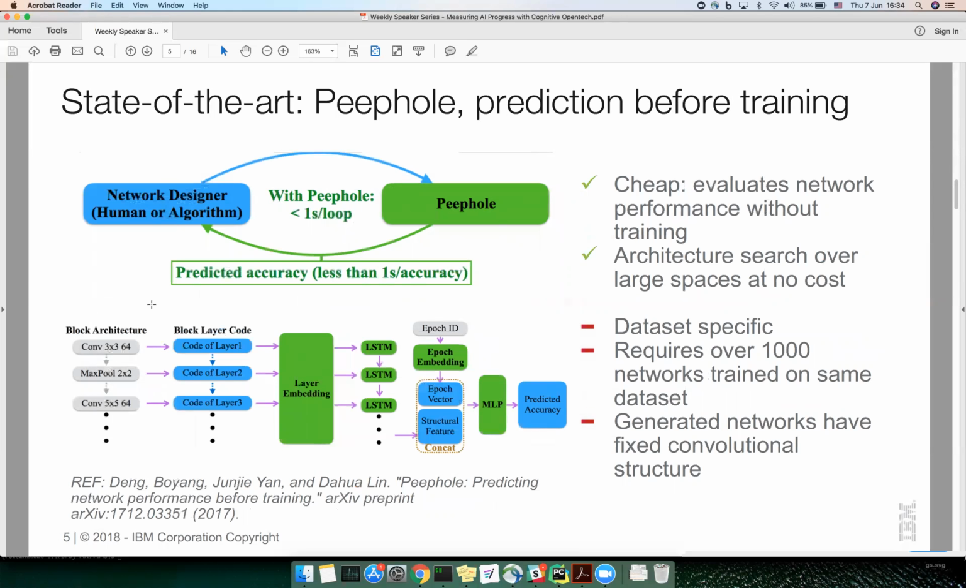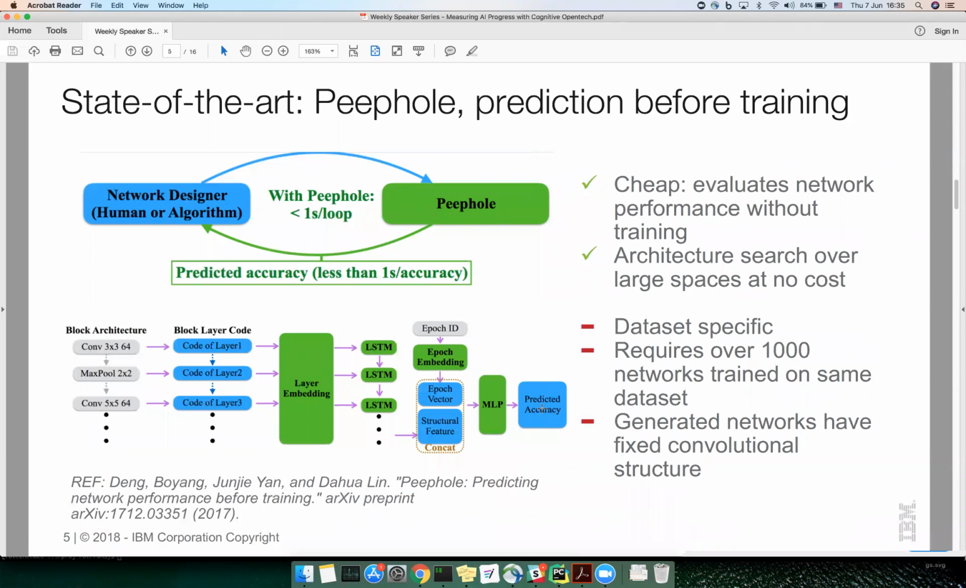makes a step forward, improving the search time by predicting the network accuracy without training it. They encode the network structure and the epoch number. So here we see that for each layer, they do a sort of encoding that goes into a network that gets translated into some embeddings. Then they connect these embeddings with the embedding of the epoch, and they try to predict the accuracy of a network at a specific point in time.